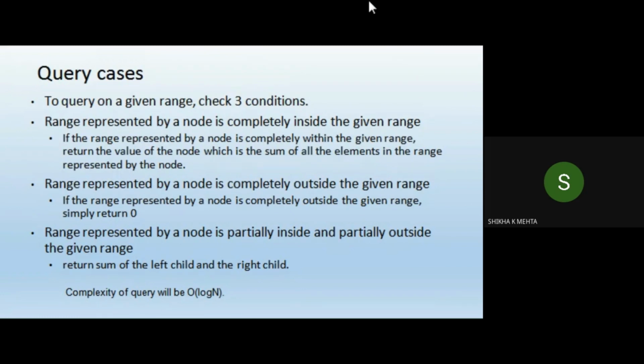The second case may be that the range represented by a node is completely outside the given range. That means that it does not exist for this query, and for handling that particular query, we simply return 0. That means there is nothing stored over here that is in the range. And if the range represented by a node is partially inside and partially outside the given range, then we return the sum of the left and the right child.